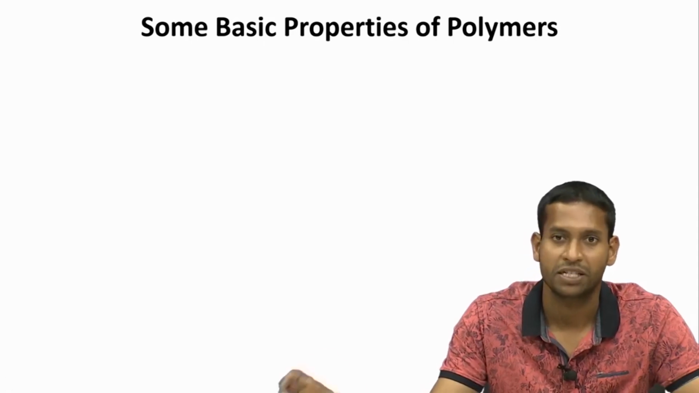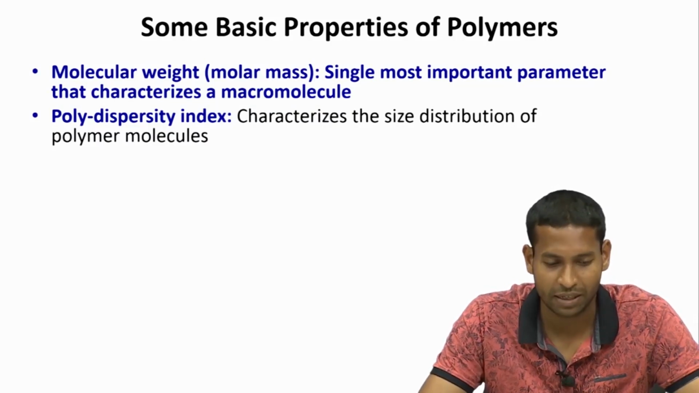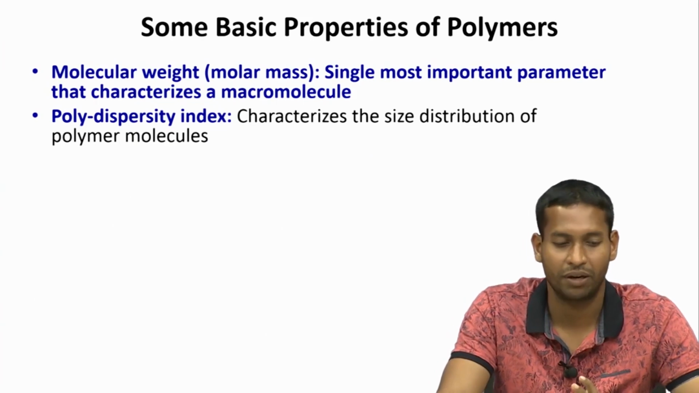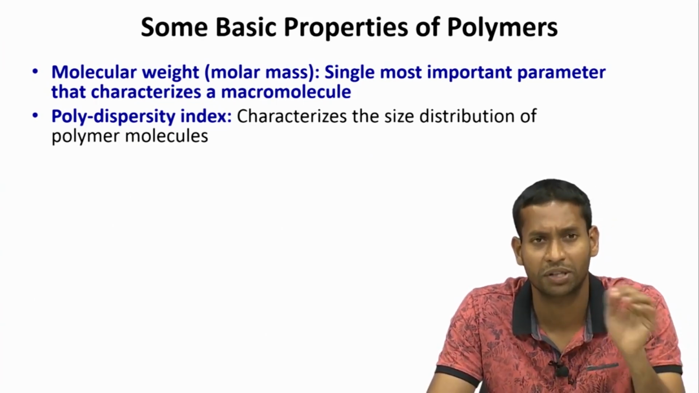Okay, so we are going to talk about some basic properties of the polymers. The molecular weight, essentially the molar mass, is the single most important parameter that characterizes a polymer or a macromolecule. We are going to talk about this throughout this course.